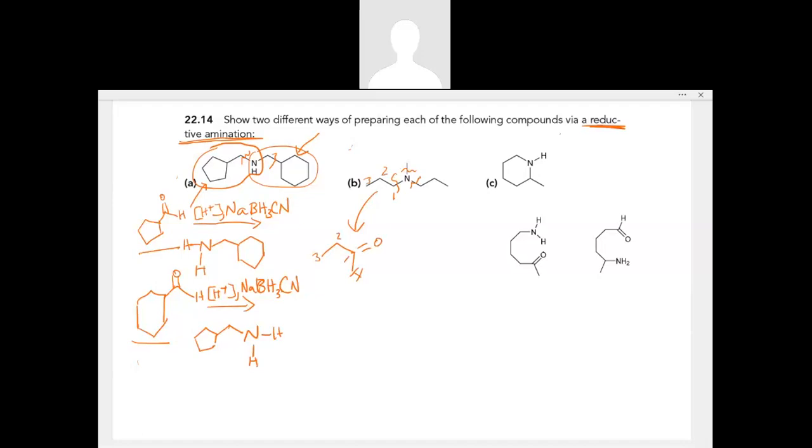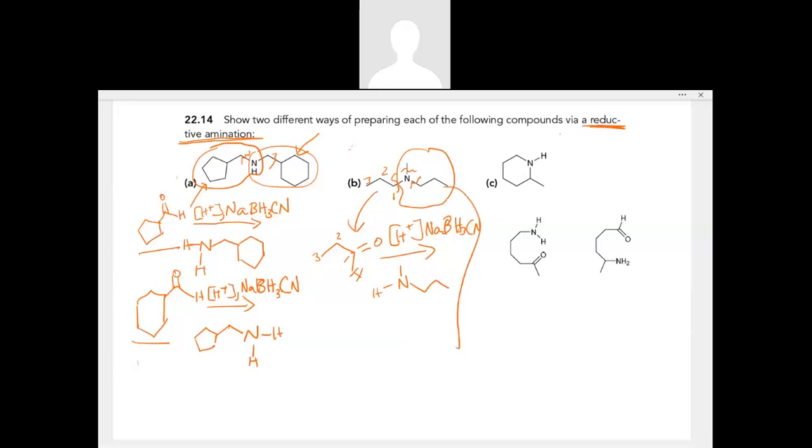And then again, we'll use those same reagents: acidic conditions with the sodium cyanoborohydride, and then just the rest of the secondary amine that we need here. So we have a methyl group up top, hydrogen over there, and then we'll orient this the same way. So we have a propyl group there.